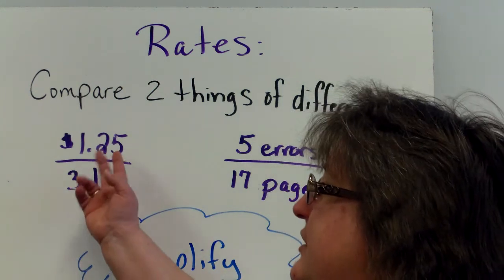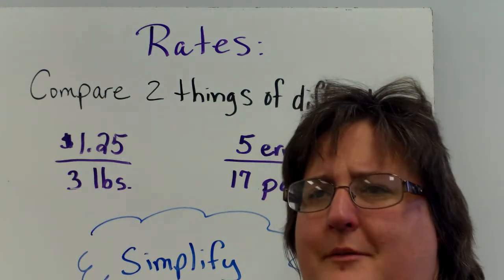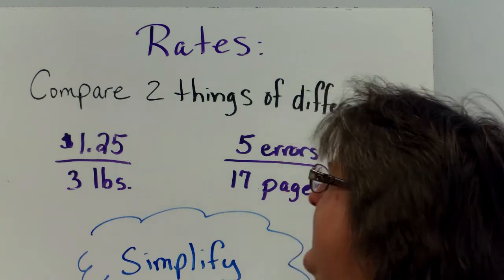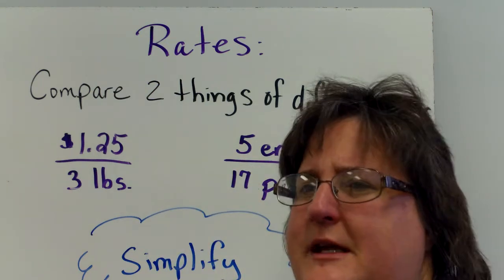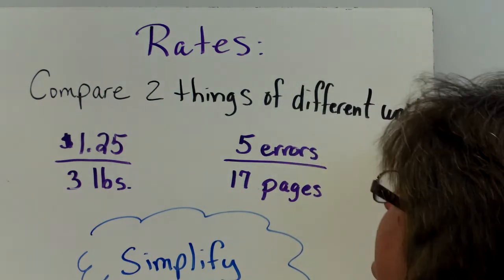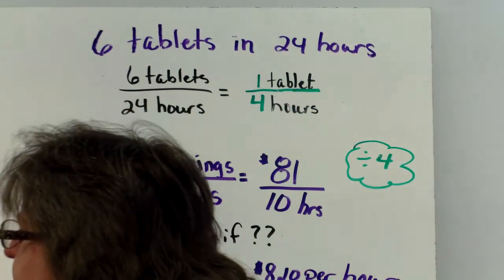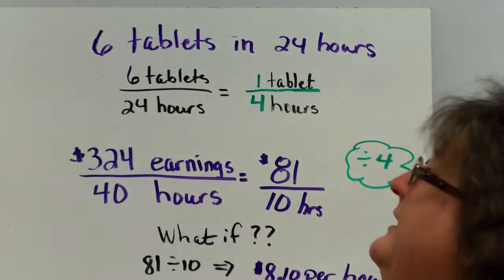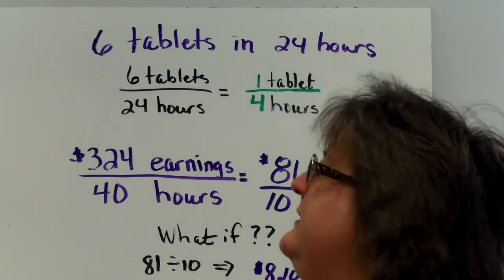In these two examples, the $1.25 to 3 pounds, nothing is in common, no common factors, so we have to leave that alone. 5 errors and 17 pages, 5 and 17, no factors in common, can't reduce that particular fraction. However, we can see that in these next examples, you can try to clean things up a little bit.